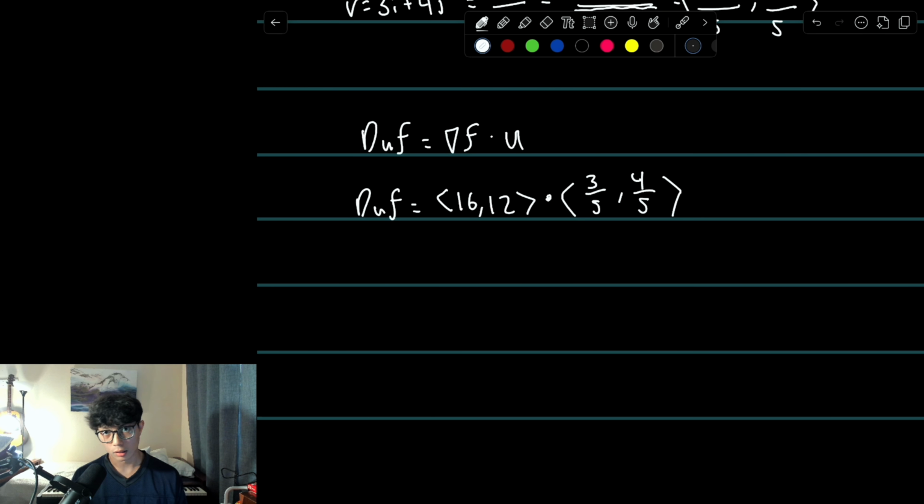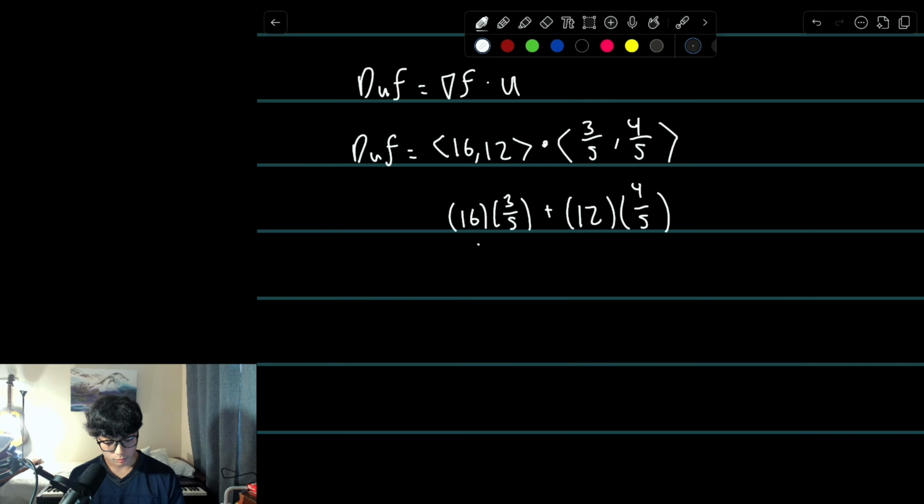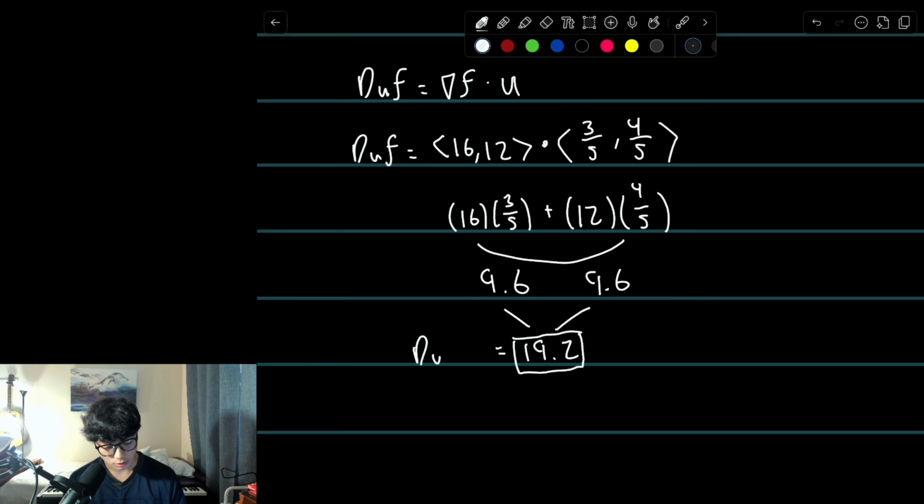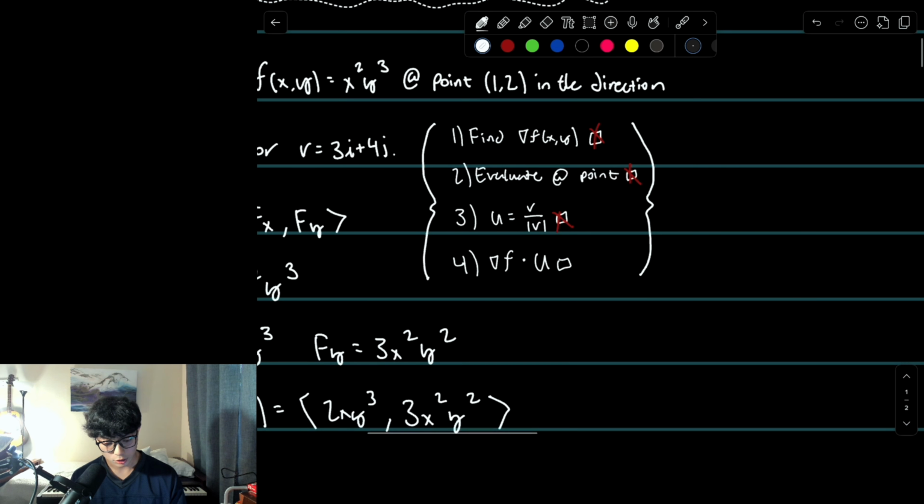And if you don't recall how to do dot product, it's just the i's multiplied plus the j's multiplied, which in this case is 16 times 3 over 5 plus 12 times 4 over 5. Now these two come out to be 9.6 and 9.6, which results in our final answer being 19.2. And that is our directional derivative. And we can finally check that off our list.